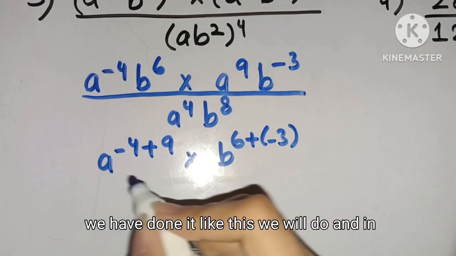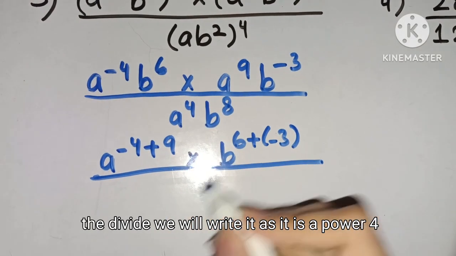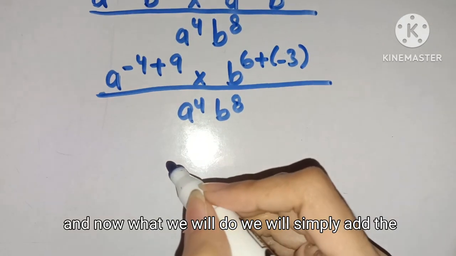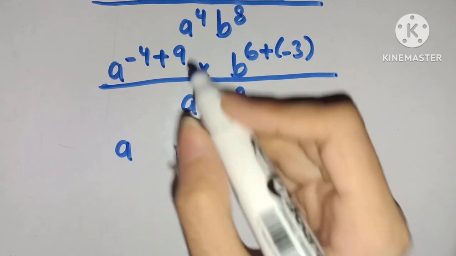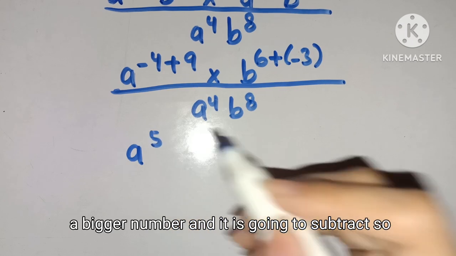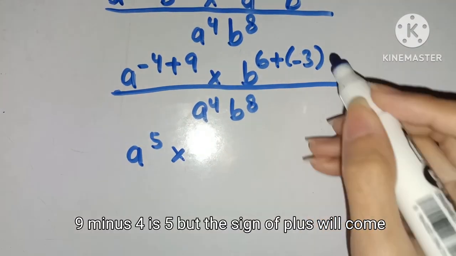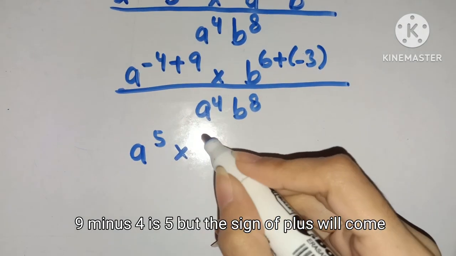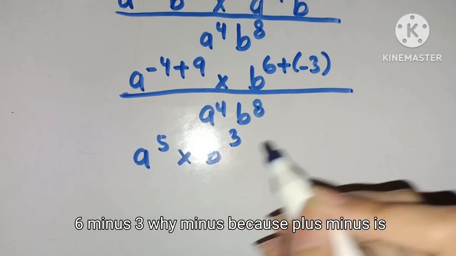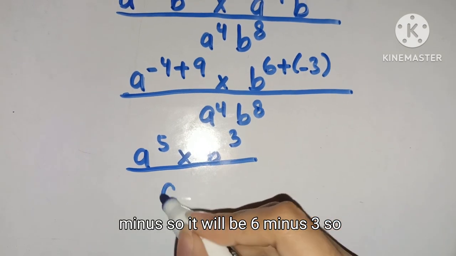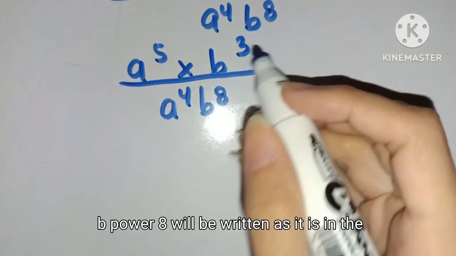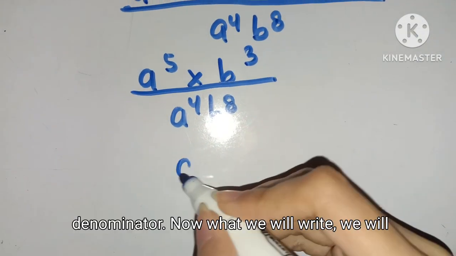Like this we will do, and in the denominator we will write it as it is, a power 4 b power 8. And now we will simply add the powers. A: minus 4 plus 9, the sign always comes of the bigger number and it is going to subtract. So 9 minus 4 is 5, but the sign of plus will come. B: 6 minus 3, why minus? Because plus minus is minus, so it will be 6 minus 3, so it will be 3 as the power of b. And a power 4 b power 8 will be written as it is in the denominator.